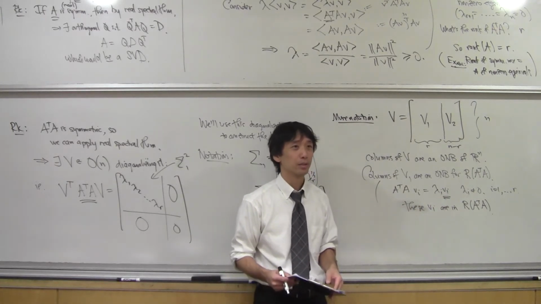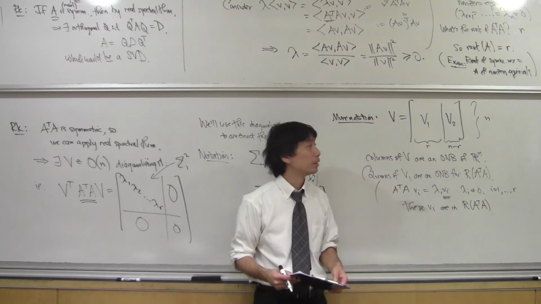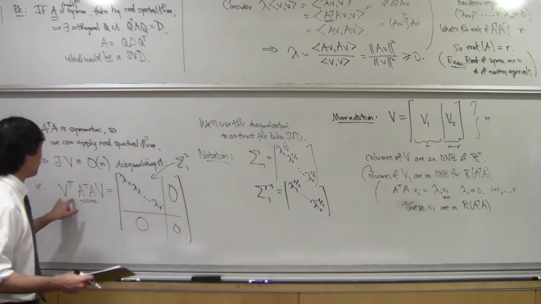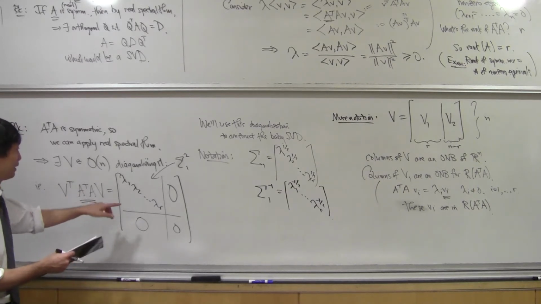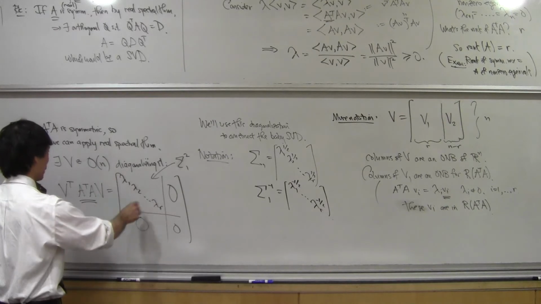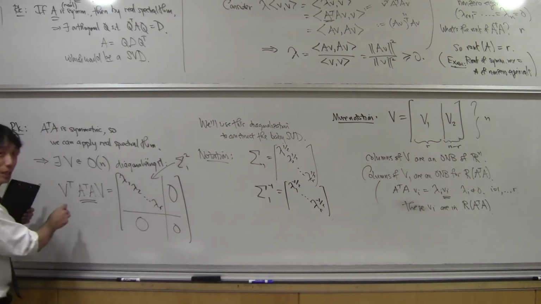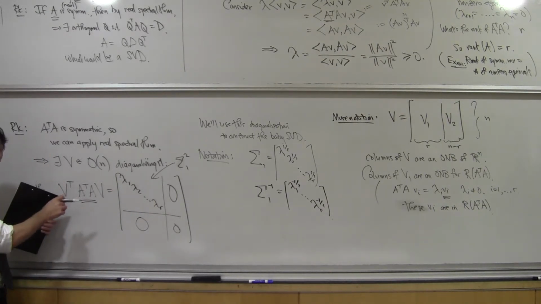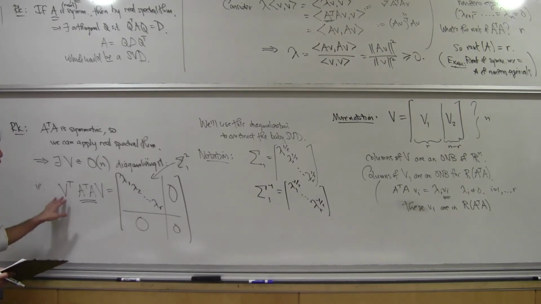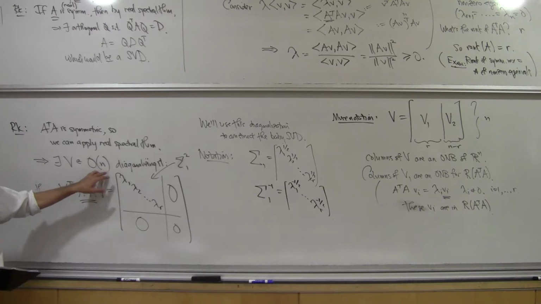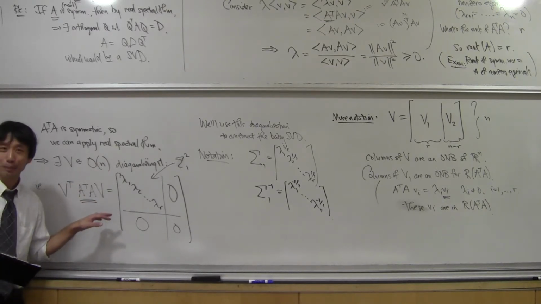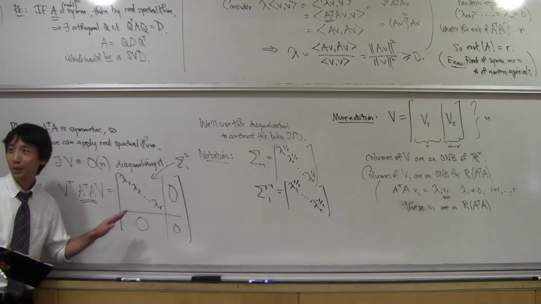Wait, so is V1 sigma 1 squared? Are they the same? No. Sigma 1 squared is this part of the diagonalization. We don't know what V is, not really. V is just the orthogonal matrix that diagonalizes A^T A. Okay. Everybody okay?